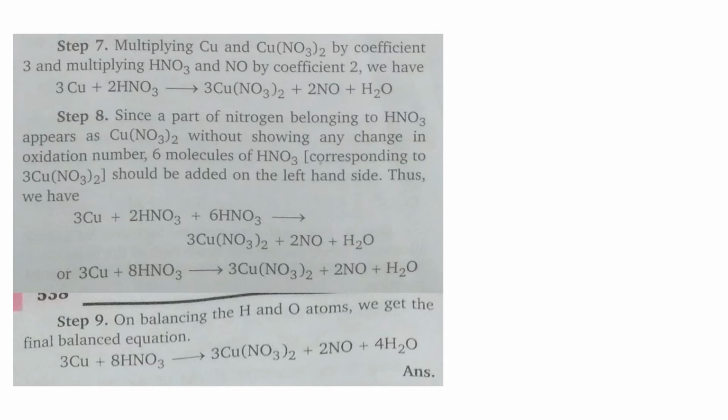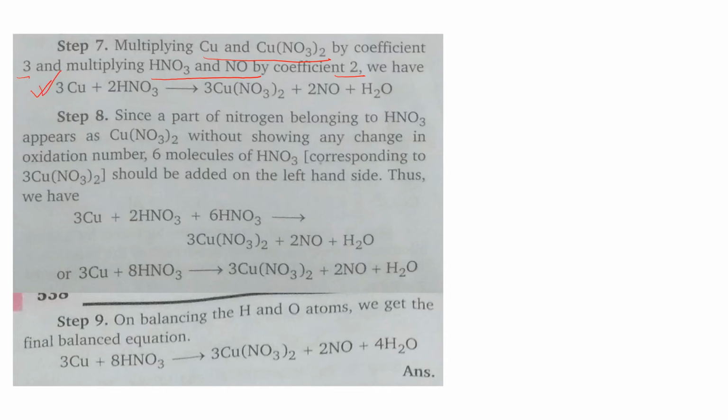That means the molecule in which copper is present has to be multiplied by 3, and where nitrogen is present has to be multiplied by 2. So Cu(NO3)2 has to be multiplied by 3, and HNO3 and NO have to be multiplied by 2. So after multiplication I am getting this one.